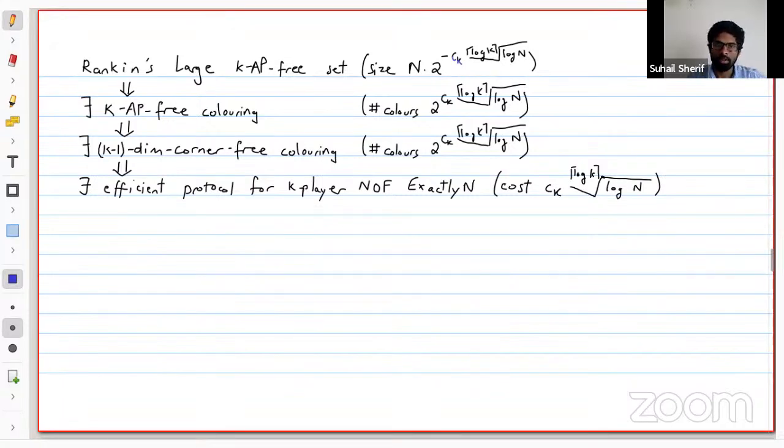Rankin created a large AP-free set of this size, which meant that there's a K-AP-free coloring with this number of colors. What our result says is that you don't actually need this many colors. You only need 2 to the CK times 1 minus epsilon K times the same log Kth root of log n.